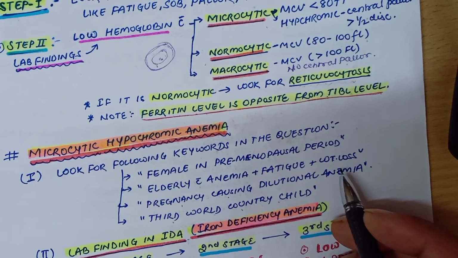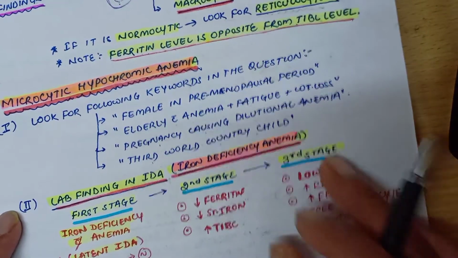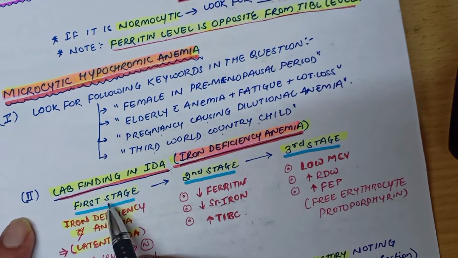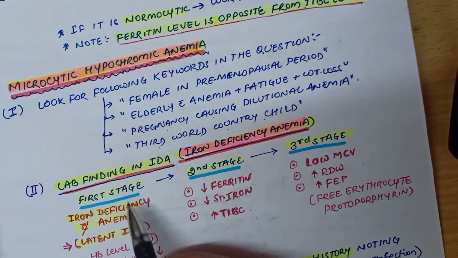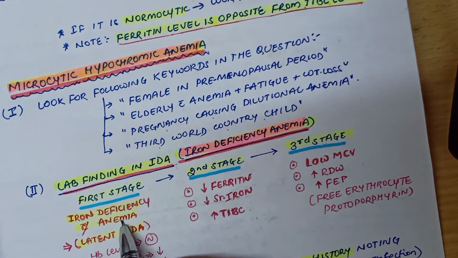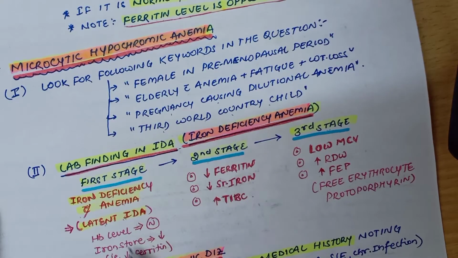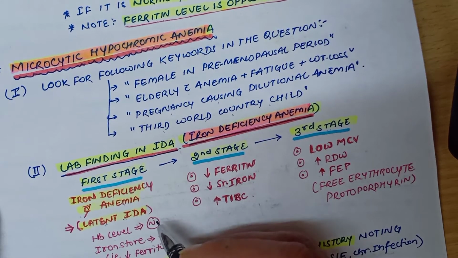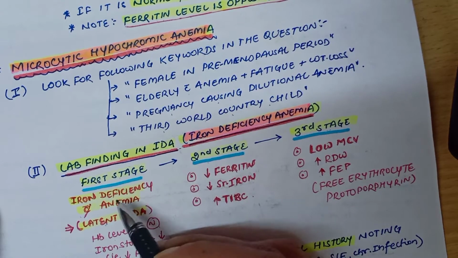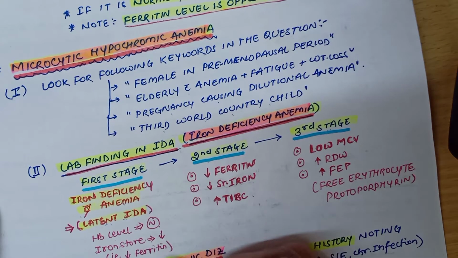Now in the second step, we have to look for lab findings, and in case of iron deficiency anemia, we have 3 stages: first stage, second stage and third stage. In the first stage, there is iron deficiency without anemia. This is the latent iron deficiency, where there is iron deficiency but there is no anemia. That is, hemoglobin level is normal and the iron store is decreased, that is, there is decrease in ferritin level.